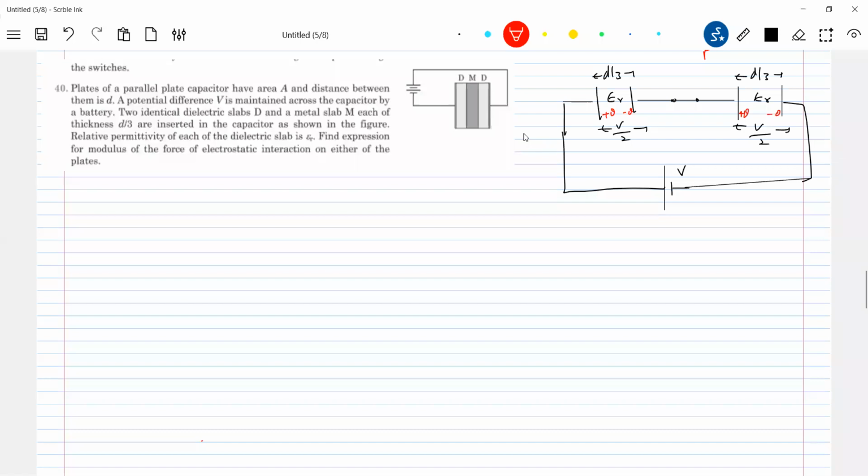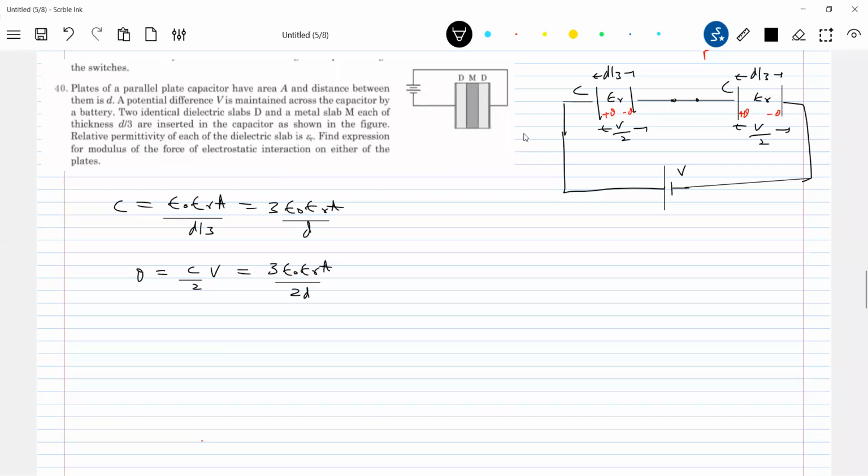So we'll find out the value of Q first. So what should be the Q equal to capacitance? How much it should be? What should be the capacitance? I think both will have the same capacitance. C is equal to epsilon naught, epsilon R, A by D by 3. So 3 epsilon R, A by D. This should be the capacitance, and they are in series. The capacitance how much? C, and they're in series. So what should be the charge equal to? C by 2 into V. So 3 epsilon R, A by 2D.